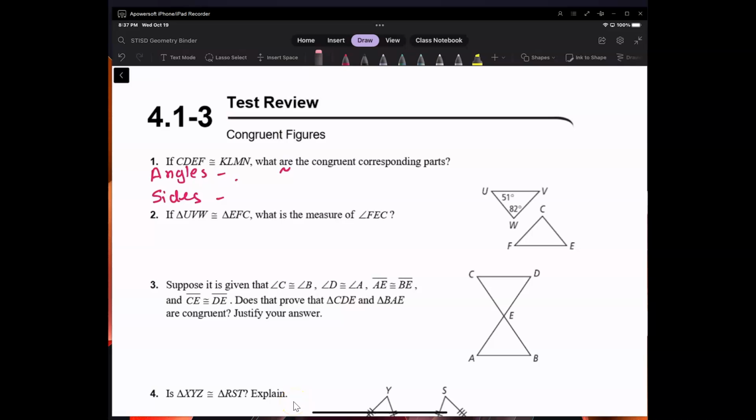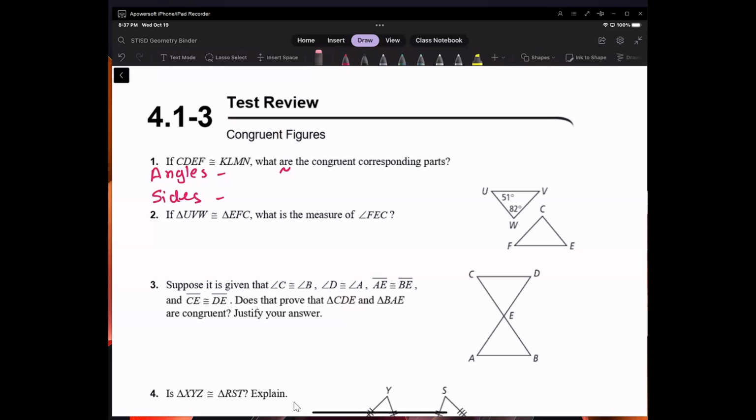We're going to talk about sections 4.1, 4.2, 4.3, and we're talking about triangle congruence. I'm going to read the first statement. It says, if CDEF is congruent to KLMN, what are the congruent corresponding parts? The two different parts are angles and sides.